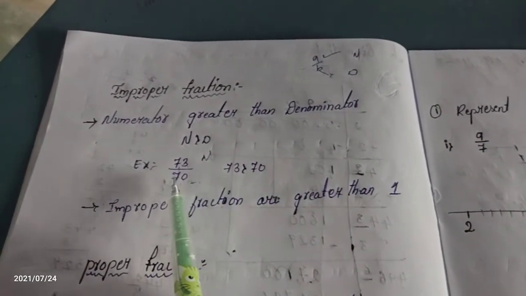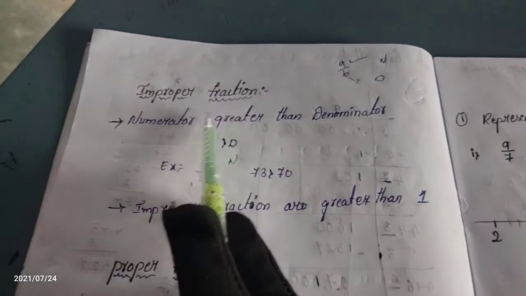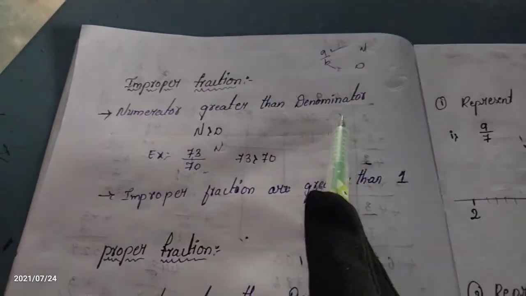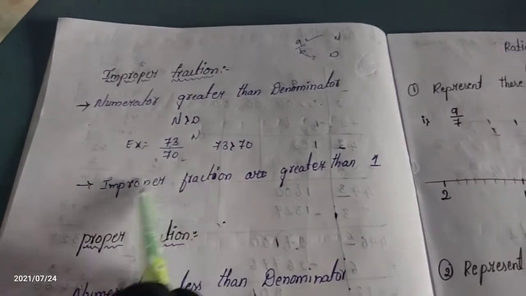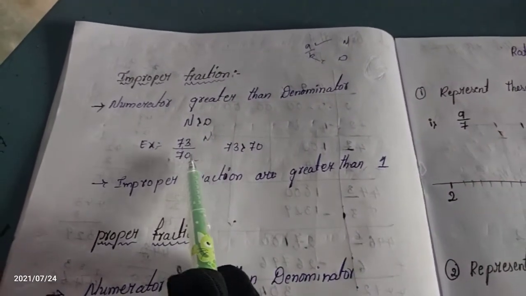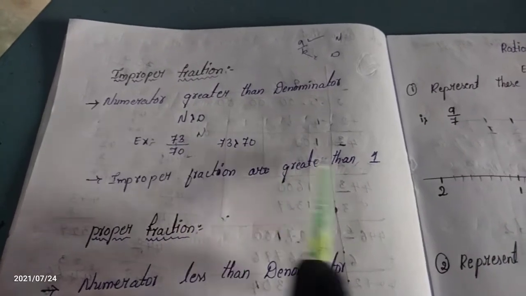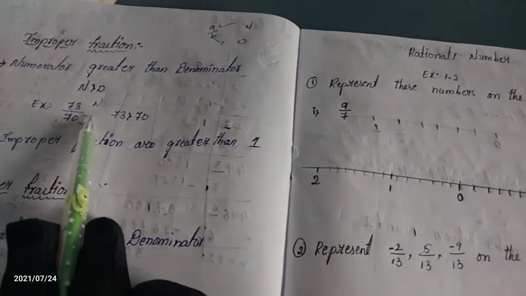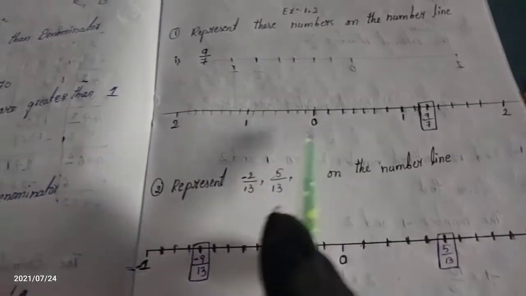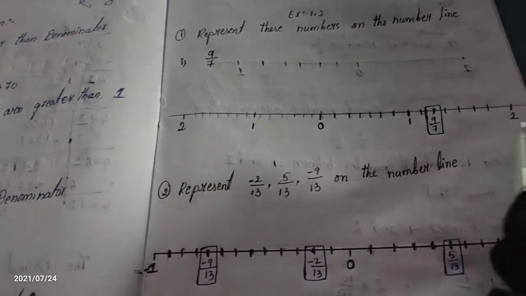Can you understand this? An improper fraction means the numerator is greater than the denominator. This is an example. When we solve it, after cancelling, we get an answer greater than 1. This helps us draw the number line, that is, how many numbers we have to take on the number line.